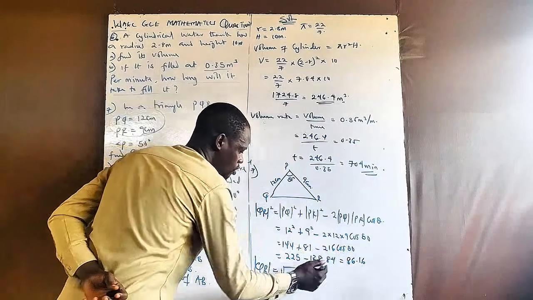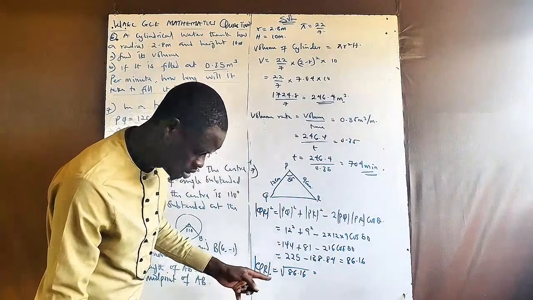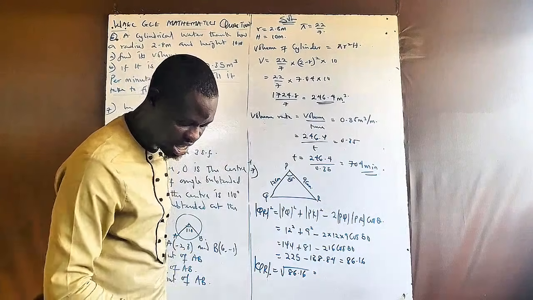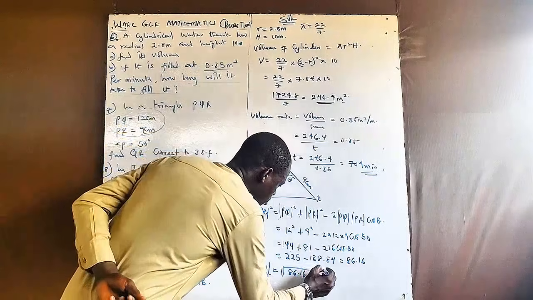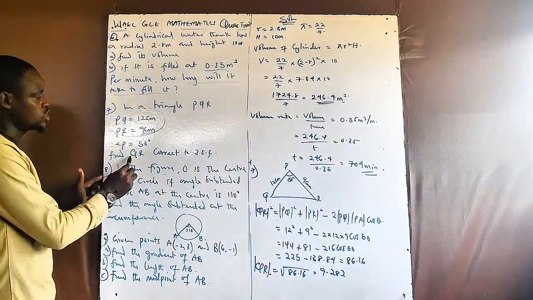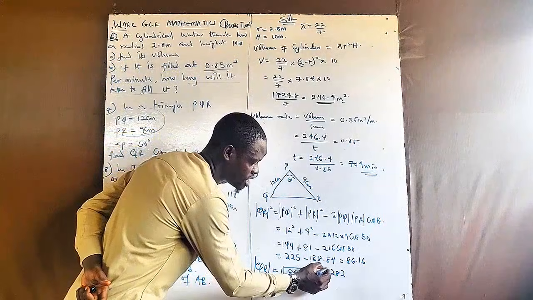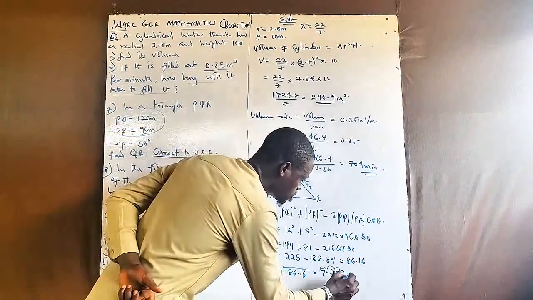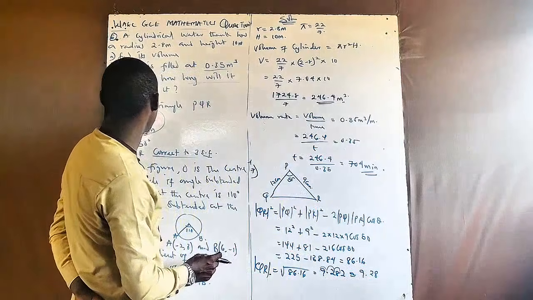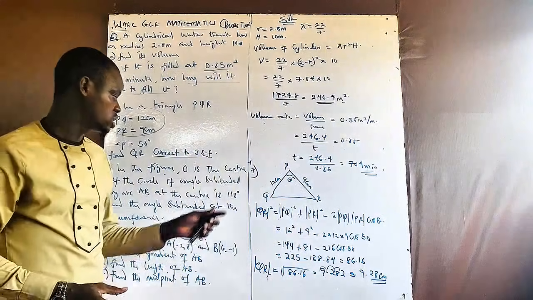So my QR will be equal to the square root of 86.16, taking the square to the other side as a square root. The square root of 86.16 is 9.282. Coming back to the question, it said find QR correct to 3 significant figure. Let's count: 1 significant, 2 significant, and 3 significant, which gives approximately 9.28 centimeter. That is my value of QR.